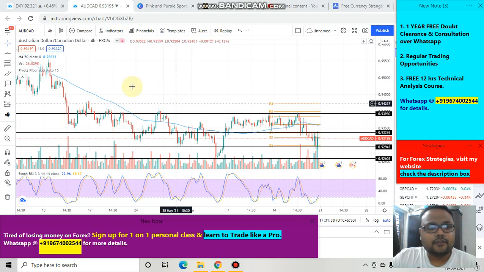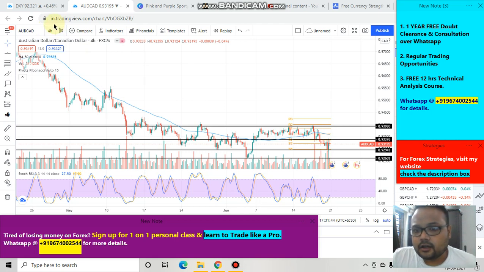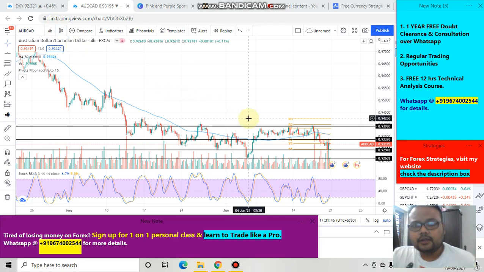So this is the chart of AUD CAD, Australian dollar, Canadian dollar, and as you can see, I am in the 4 hours time frame. As we all know, market was extremely volatile this week. Currency pairs like Euro USD, GBP USD saw some heavy selling pressure, and currency pairs like USD CAD, USD CHF saw big buying pressure. Market became very volatile after the FOMC meeting when dollar got extremely strong.